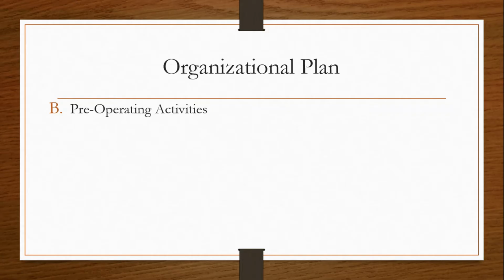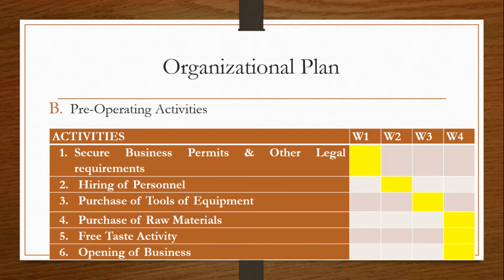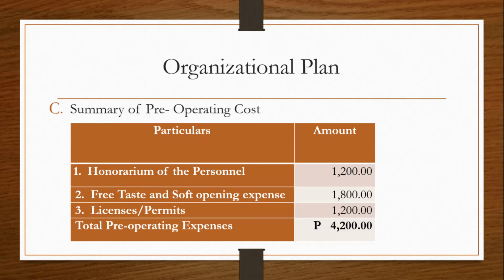The second thing that we need to consider are the preparations, or what are the activities that we need to do before starting our business. And finally, we will take down the expenses that we incur during our preparations. But we can't charge these expenses for one month. So we need to know the useful life.